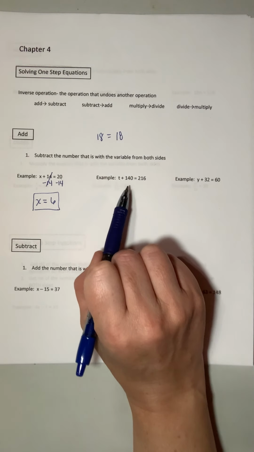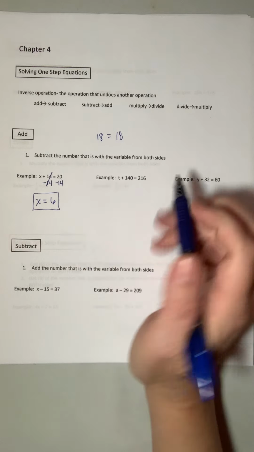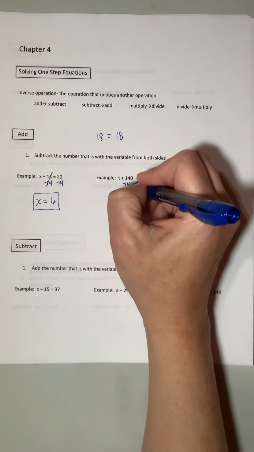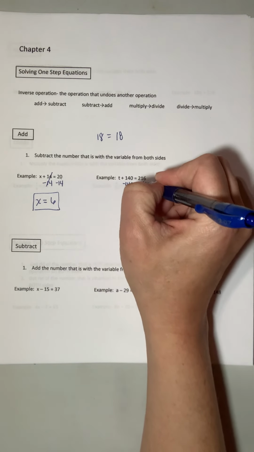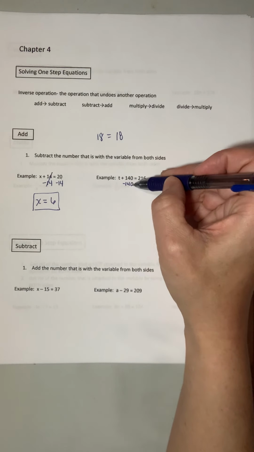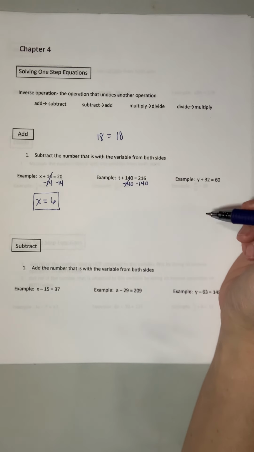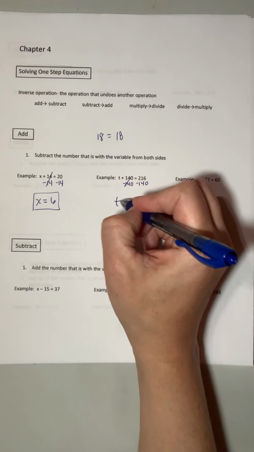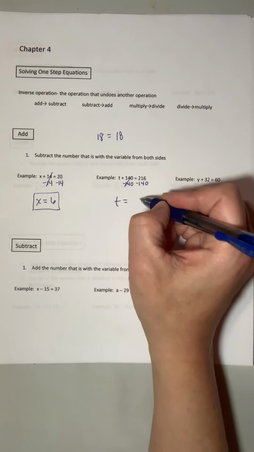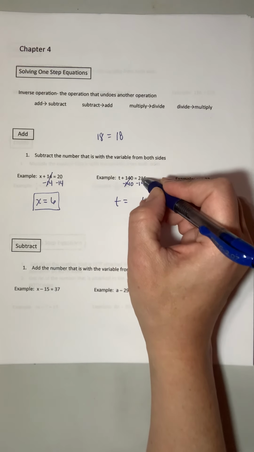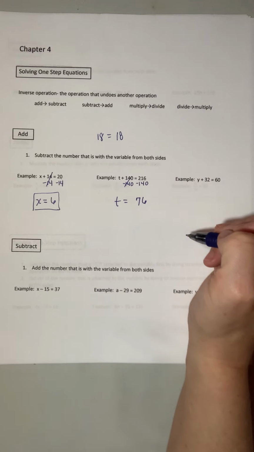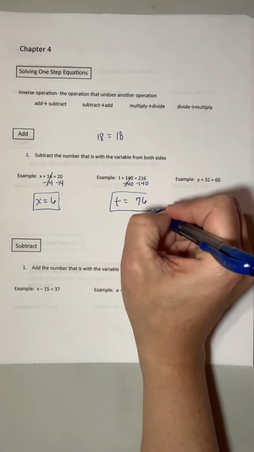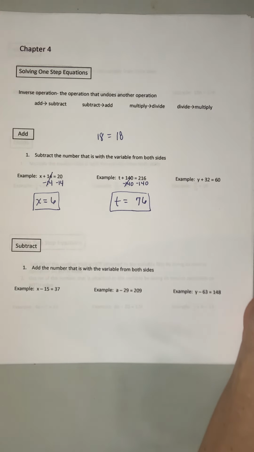Subtract the number that is with the variable from both sides. So we're going to subtract 140 from both sides. 140 minus 140 is 0, so those are gone. On the left side, you're left with a t. And on the right side, you have a 6, borrow a 76. And that one is done.